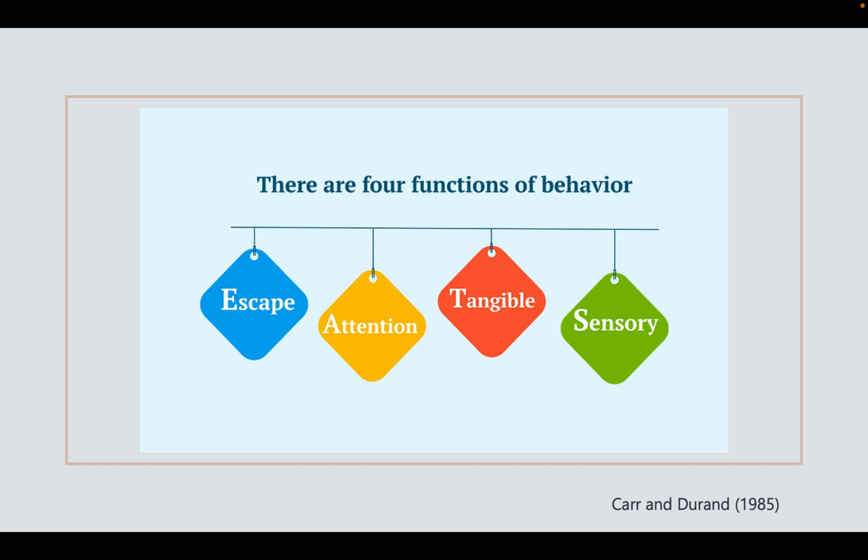So, why do certain behaviors occur? Well, it's important to know that all behaviors are reinforced by something. And in ABA, we believe that there are four functions that control behavior, which are the following: escape, attention, tangible, and sensory. So, what do these things mean?